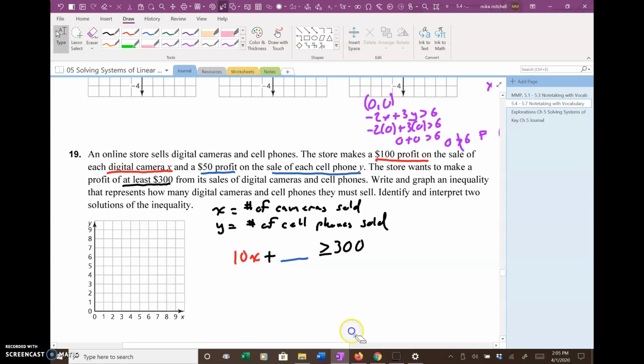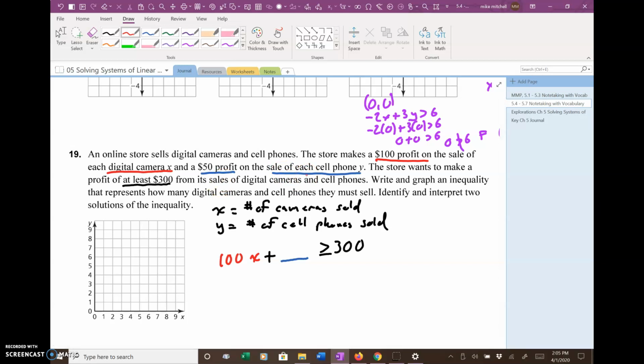Oops, that's not 10X here. My mistake. Let me make this better. This would be 100X, because it's a $100 profit for each digital camera. My bad. I'm not going to record this whole video again. You got a $50 profit for the cell phone sales, which is Y, and they tell you the Y down there. Fill that out. $50 profit for sale of each cell phone Y. Get it in there. Finish it.